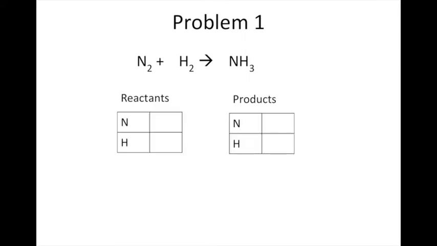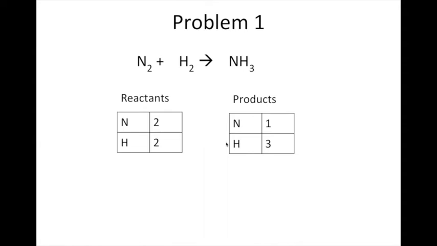Okay. So first, I'm going to determine the type of atoms. I have nitrogens and hydrogens on the reactant and nitrogens and hydrogens on the product. Now I'm going to count them up. I have 2 nitrogens and 2 hydrogens on the reactant side, 1 nitrogen and 3 hydrogens on the product side. So comparing these numbers, I can see it's not balanced.